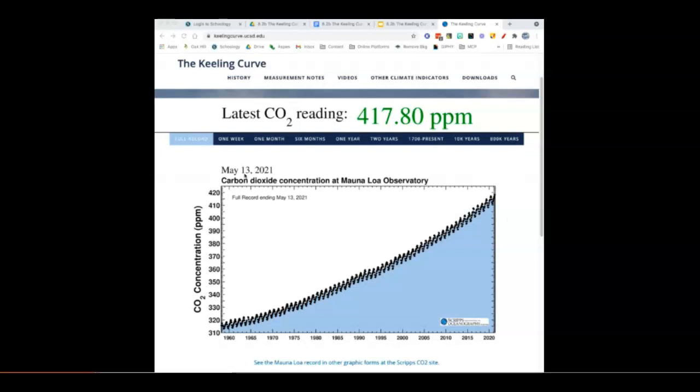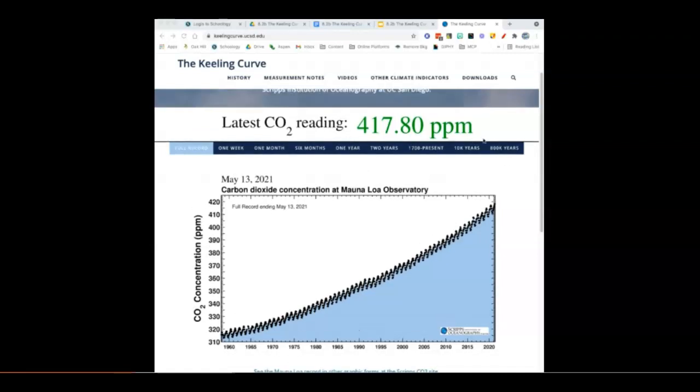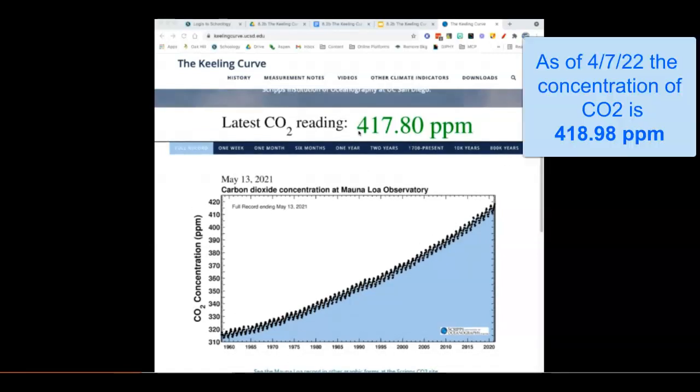So you can see this is the record of carbon dioxide concentrations up through May 13, just a few days ago probably when you're looking at this. And they also have a daily most current reading. So as of when I access this website on the 13th, the latest carbon dioxide concentration is 417.8 ppm in the atmosphere. ppm is short for parts per million, and this is like a percentage.